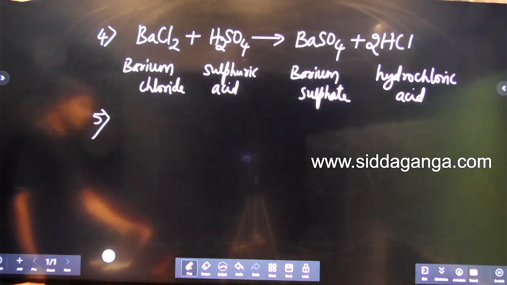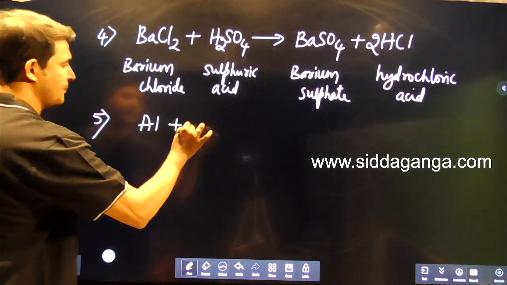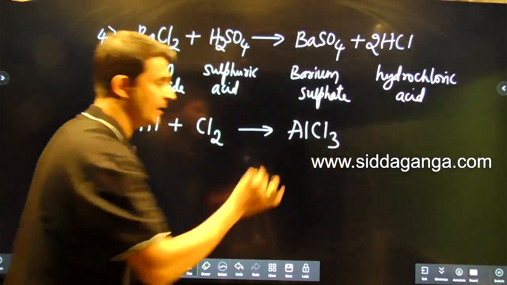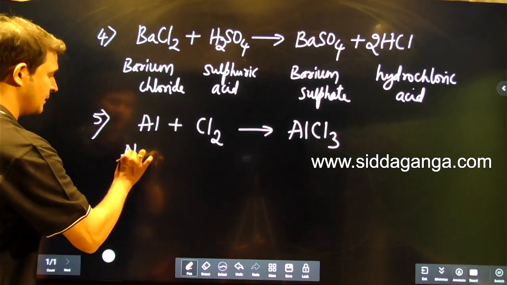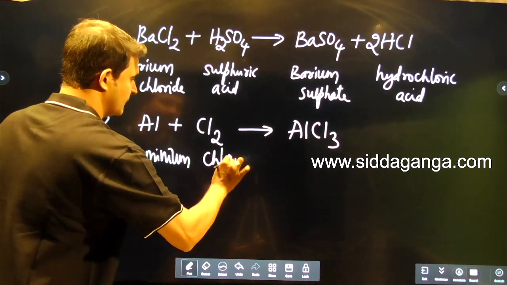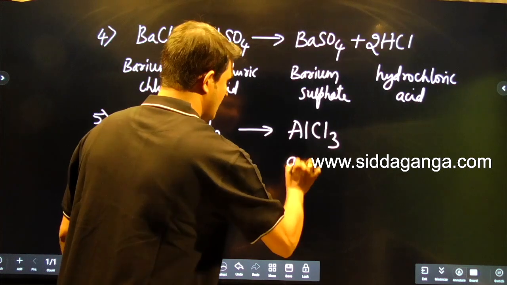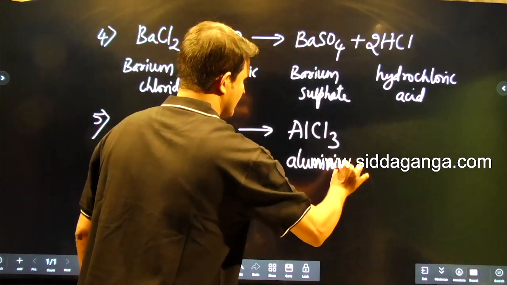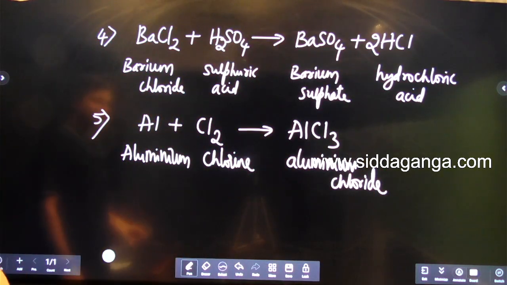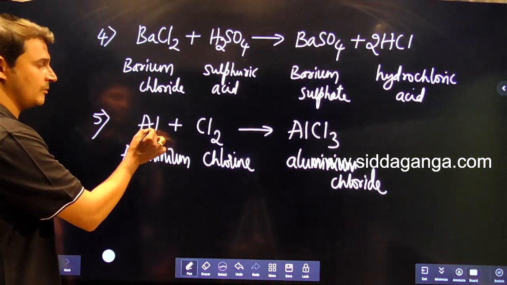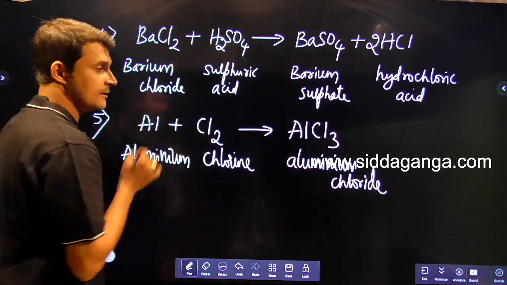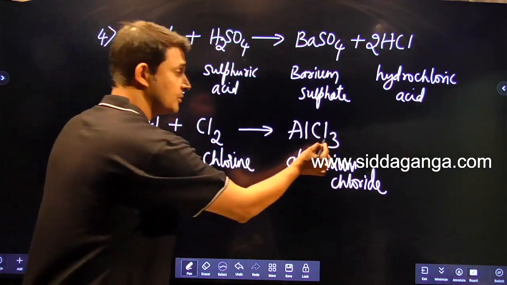Next example, aluminium plus chlorine gives rise to aluminium chloride, AlCl3. This is aluminium metal, aluminium. This is chlorine gas, which gives rise to aluminium chloride. Now let's check whether it is balanced. Aluminium 1 atom on the left side, aluminium also 1 atom on the right hand side. For Cl, you can find here 2 atoms, here 3 atoms.